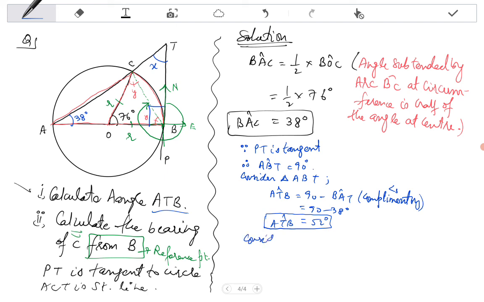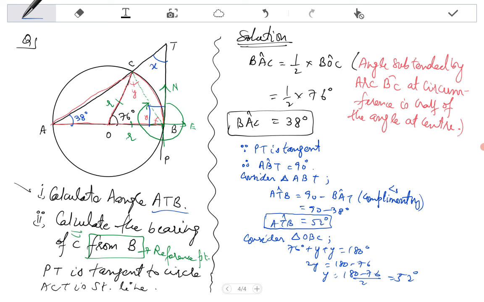Consider triangle OBC. In this triangle, one angle is 76 and the other two angles are Y and Y, so you can write 76 plus Y plus Y equals 180 degrees. That gives you 2Y equals 180 minus 76. Y equals (180 minus 76) divided by 2, so it's 104 divided by 2, which is 52 degrees.